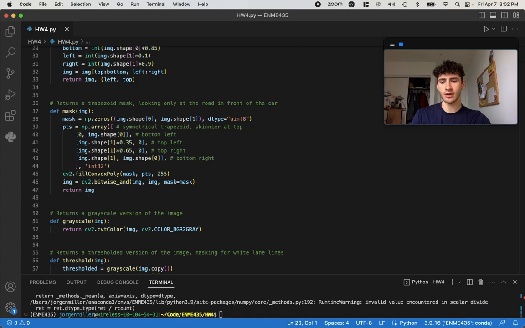Next up, a mask looks at only a trapezoid within the snip. This mask is only looking at the road in front of the car, and the pipeline does not look outside of the trapezoid even if no lane lines are detected.